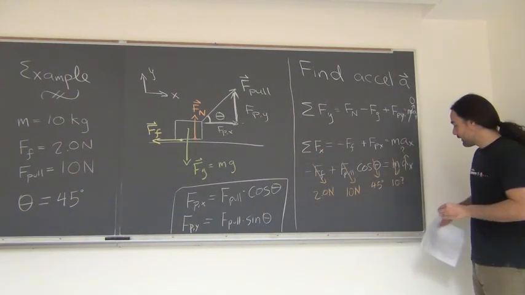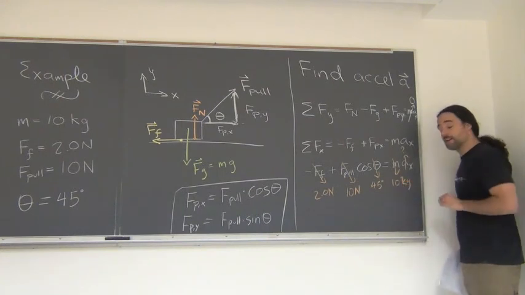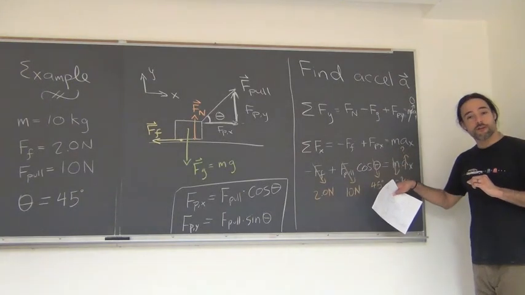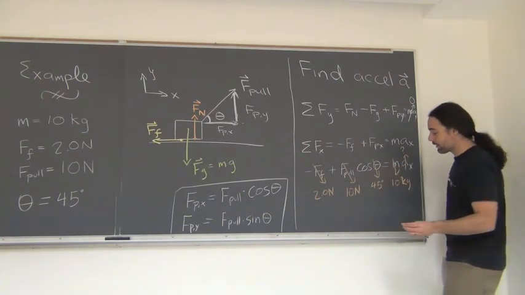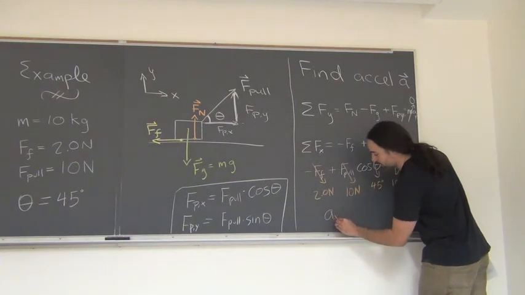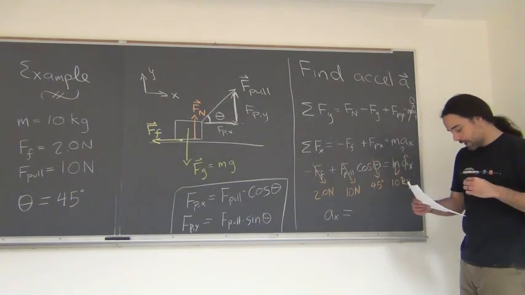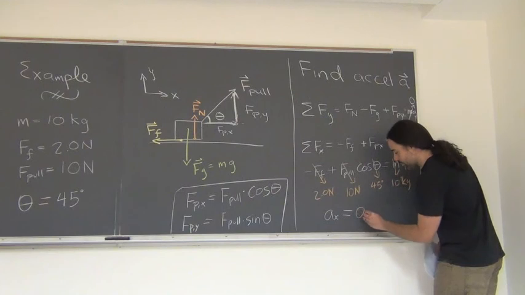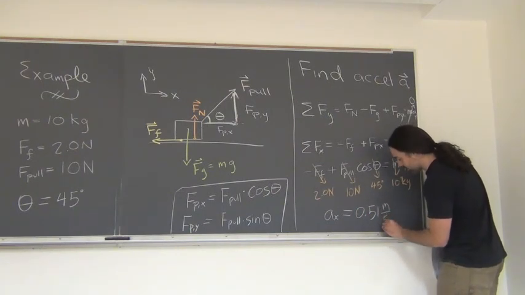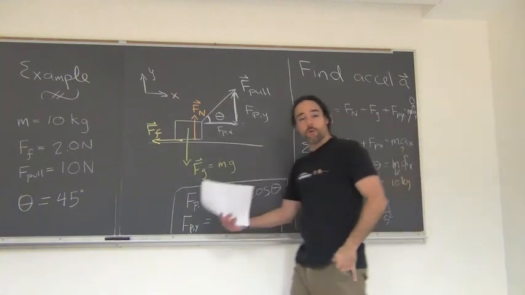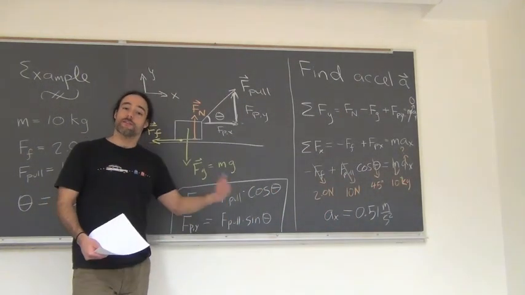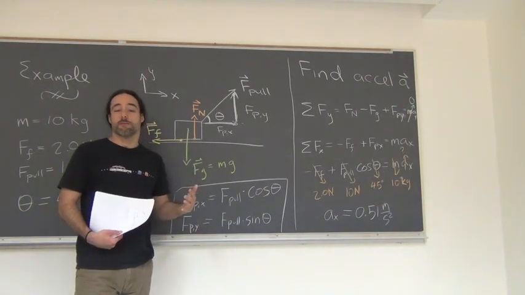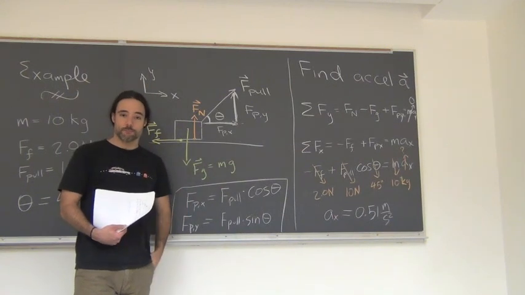So all I have to do is divide by the 10 kilograms over here. Plug in all of my numbers on the left-hand side, and we will get the acceleration in the x direction. In this case, the acceleration in the x direction is just going to be given by, assuming I did my math correctly, 0.51 meters per second squared. Once I have that acceleration, I can do other things. I can look at the kinematics. I could look at where the block is going to be at different times. I can do any sort of kinematic problem once I have that information.